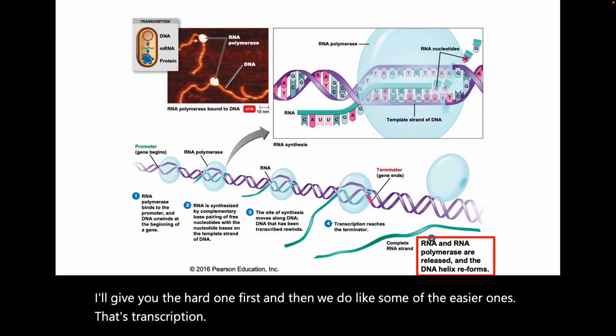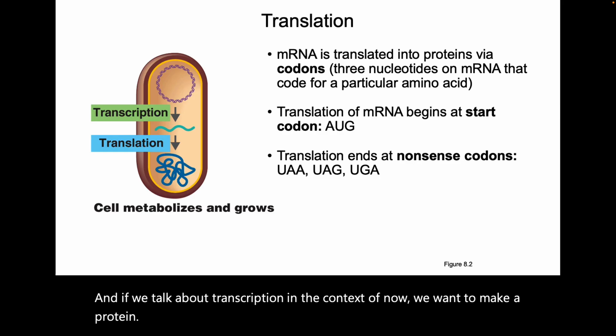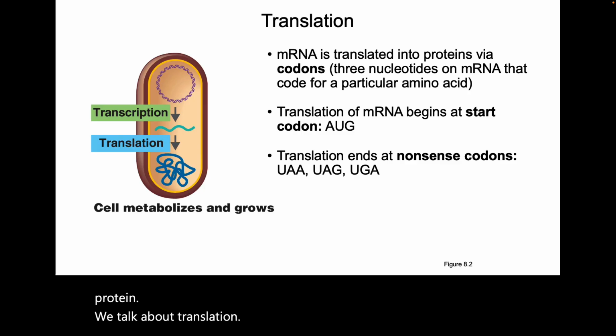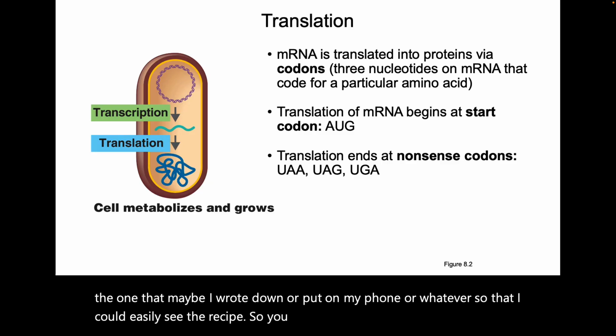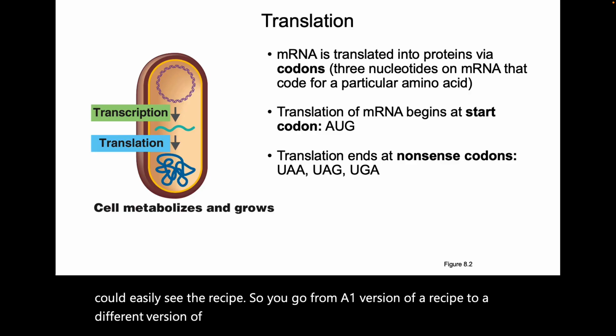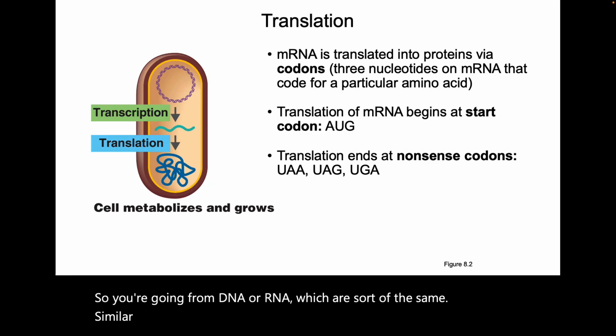And if we talk about transcription in the context of, well, now we want to make a protein, we talk about translation. Now this is where you go from the weird printed recipe on the internet to the one that maybe I wrote down or put on my phone so that I could easily see the recipe. So you go from one version of a recipe to a different version of a recipe to the actual food, something very, very different. So you're going from DNA or RNA, which are similar enough, to amino acids, which are not at all the same.